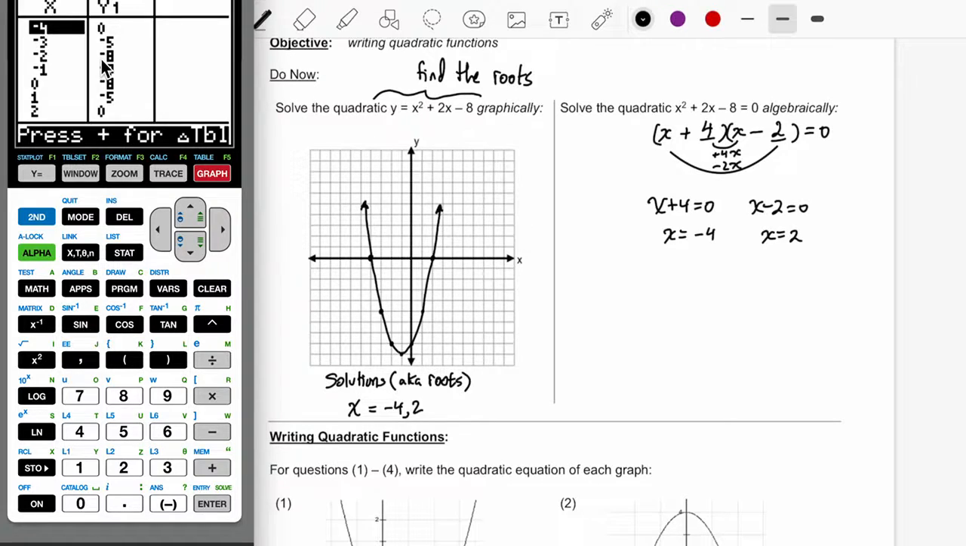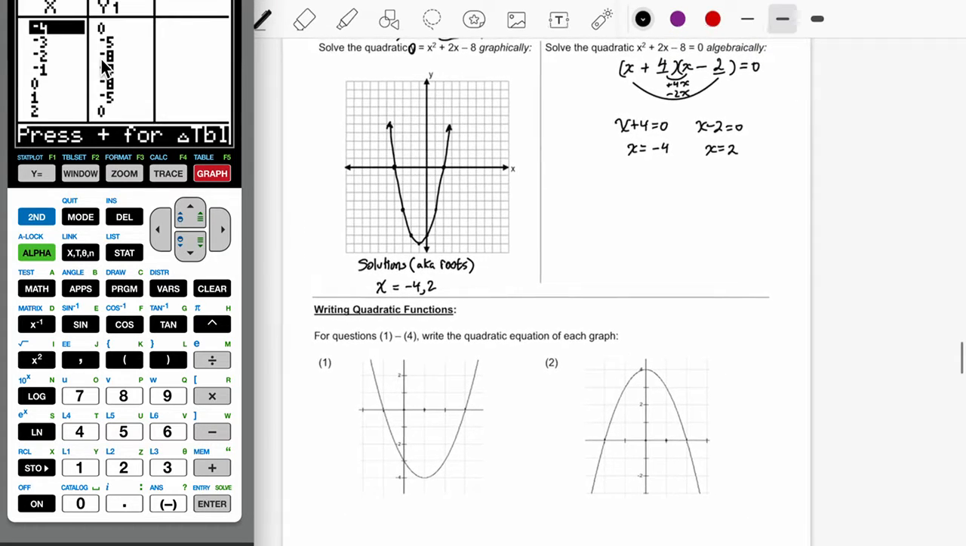I'll take it as a typo, though, because for the first one, it really should be 0 equals instead of y equals. Solve the quadratic 0 equals x squared plus 2x minus 8 graphically. But we do that by graphing y equals x squared plus 2x minus 8.